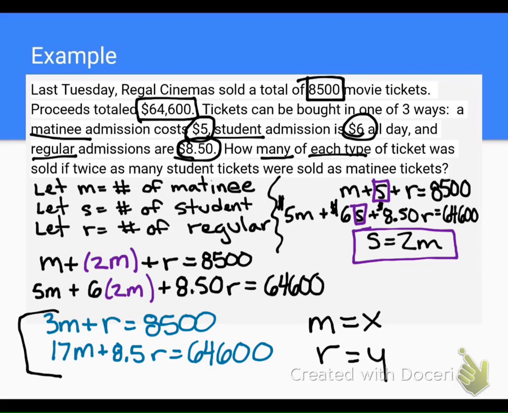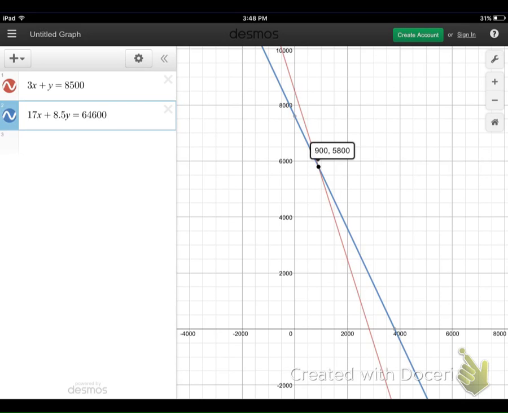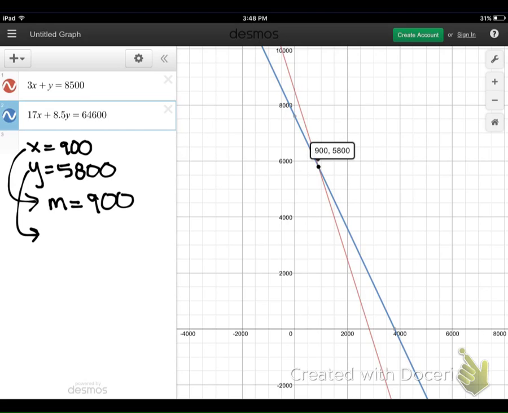So let's go over to Desmos now. This is what it looks like on Desmos when I plug in these two equations. I had to zoom out a lot, you'll notice there are some really big numbers here, in order to see the lines. When I clicked on their intersection, I found that they intersected at 900, 5,800. So that tells us that x equals 900 and y equals 5,800. But remember, our x was really just M from the equations we created, and y is really just R.